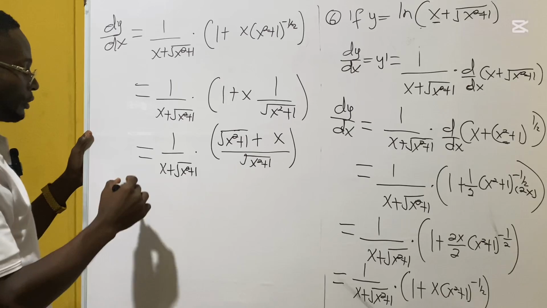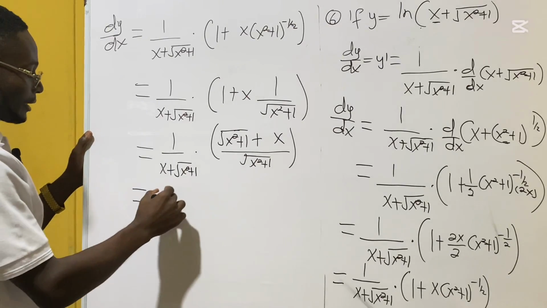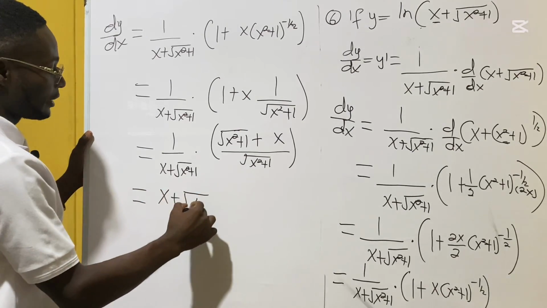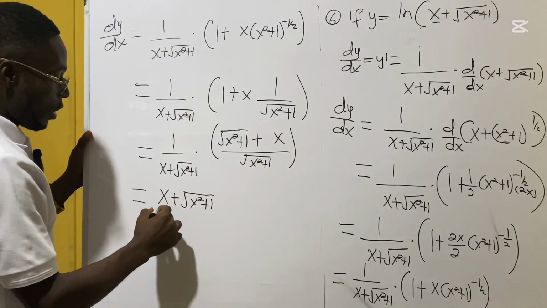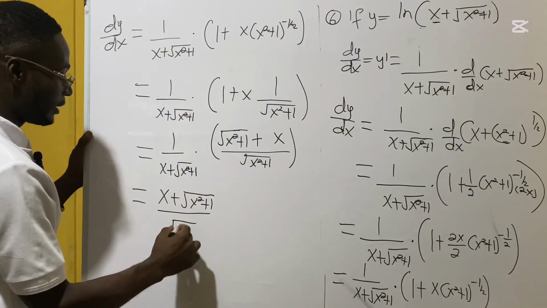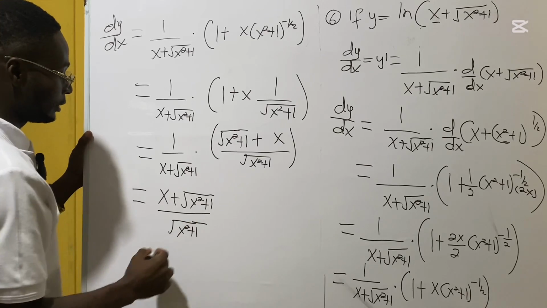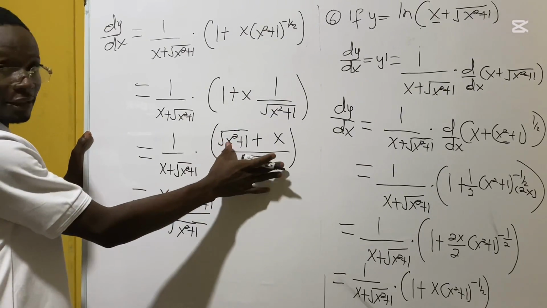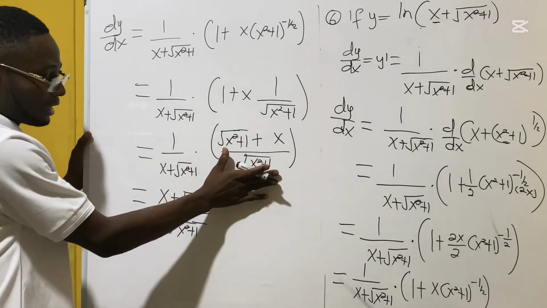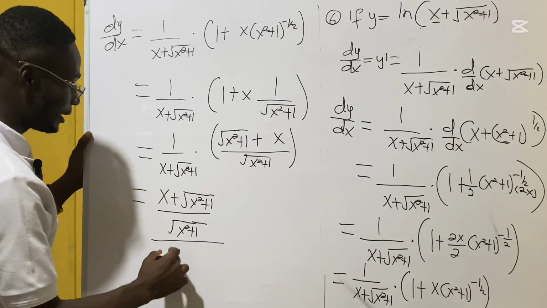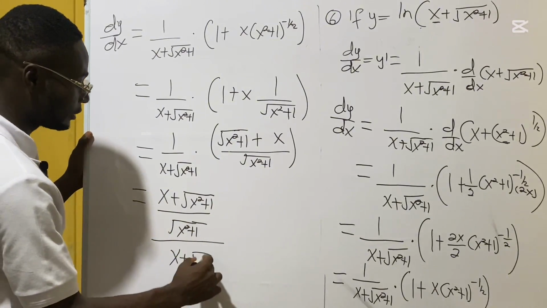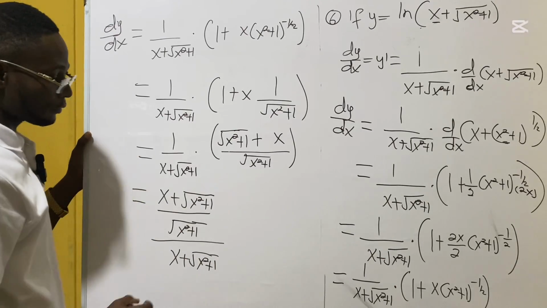So this, we are going to have x plus square root of x squared plus 1, right? All over square root of x squared plus 1, right? So that is the multiplication aspect. Then all divided by x plus square root of x squared plus 1, right?